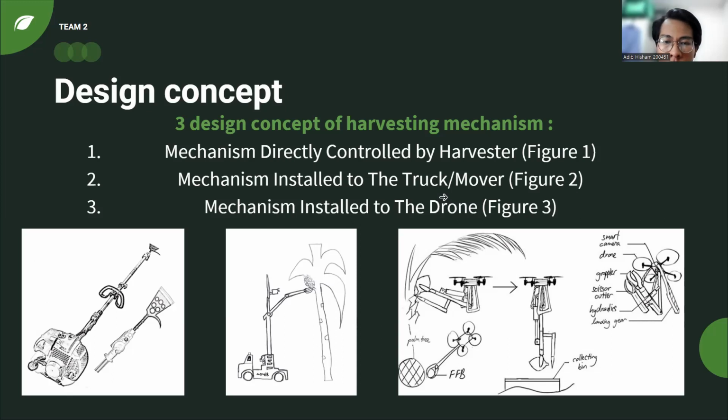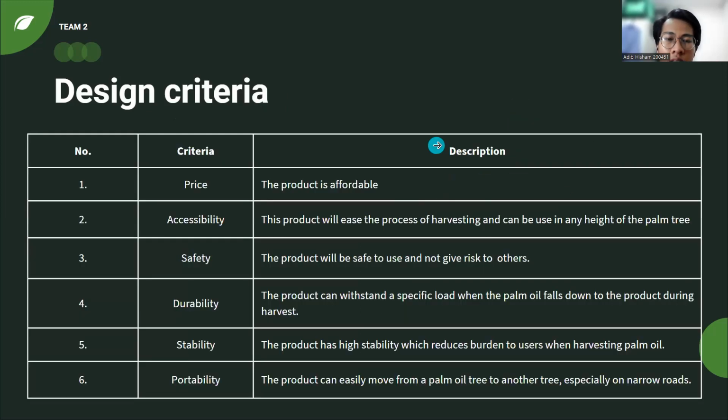Next are the design criteria for choosing the harvesting mechanism, which are affordable price, accessibility that can be used at any height, safety features, durability that can withstand a specific load, stability, and portability.